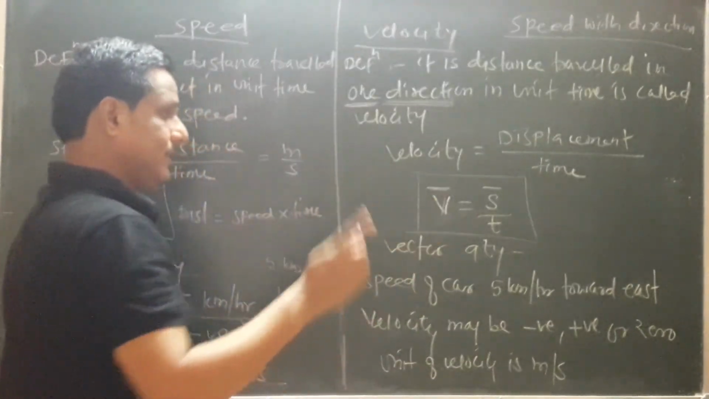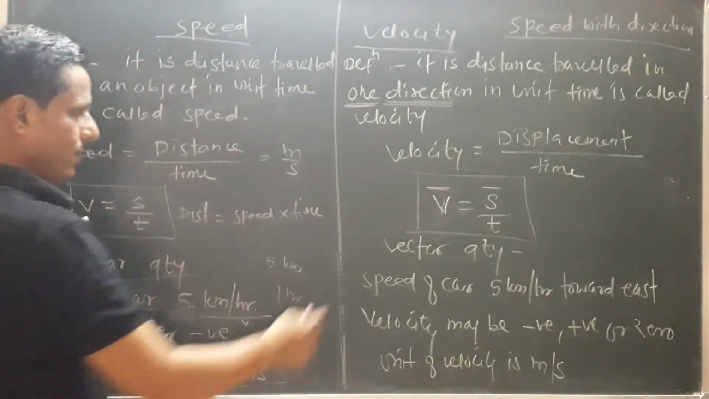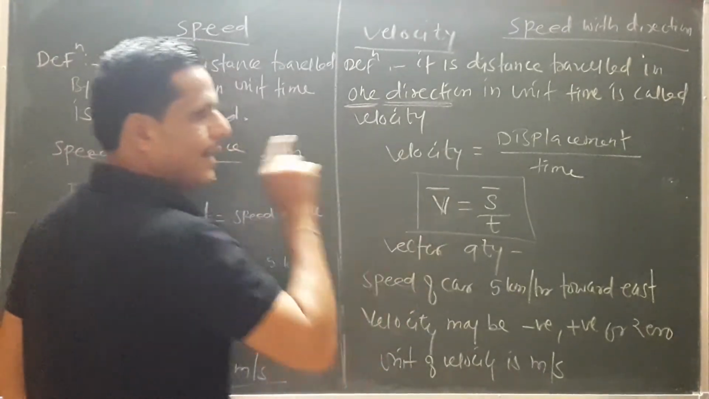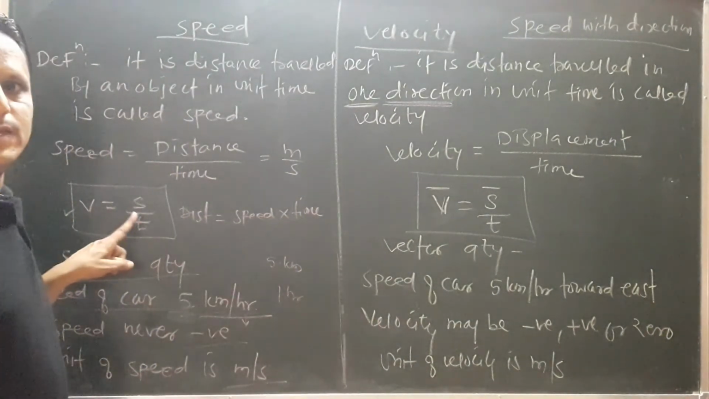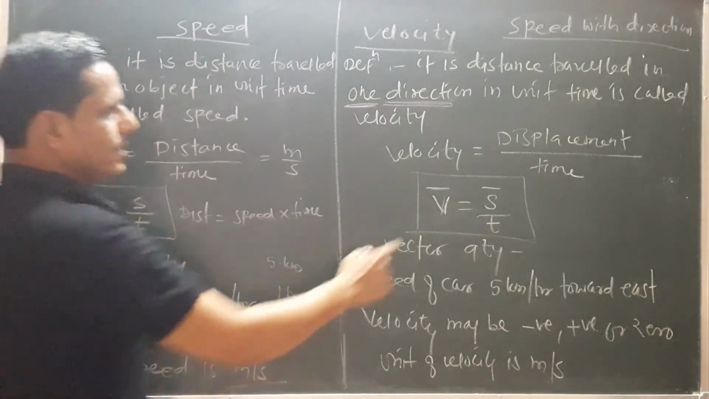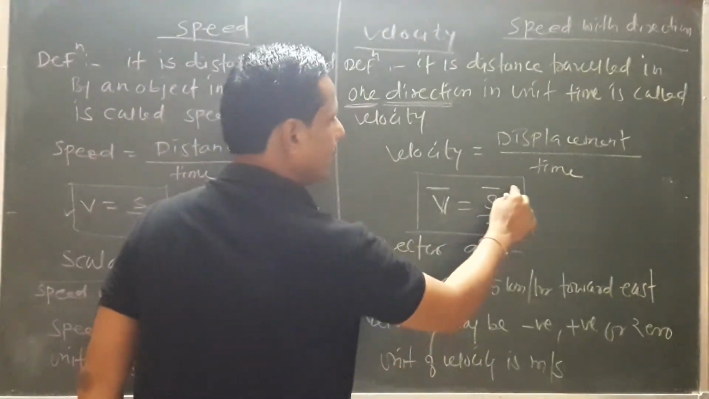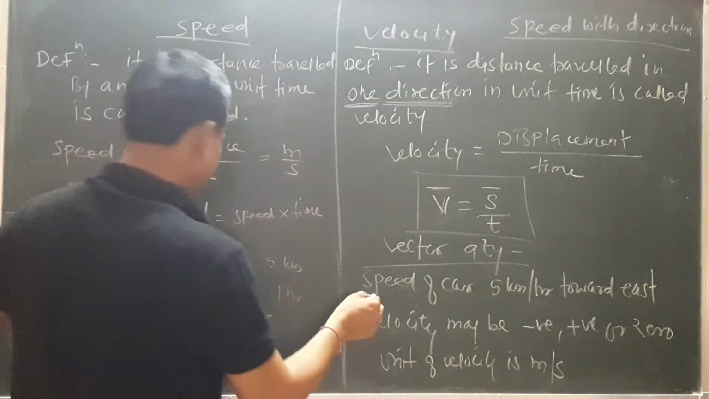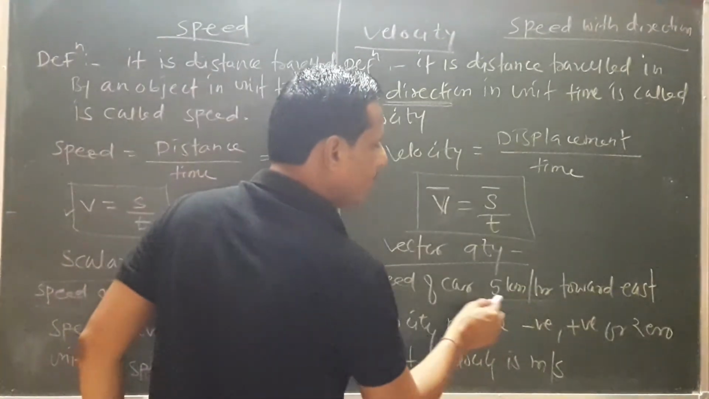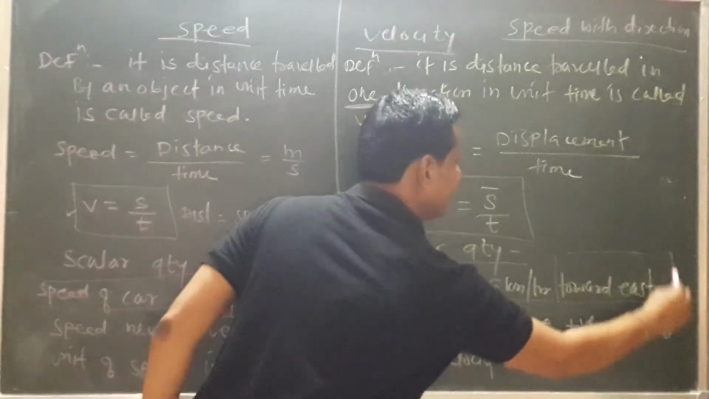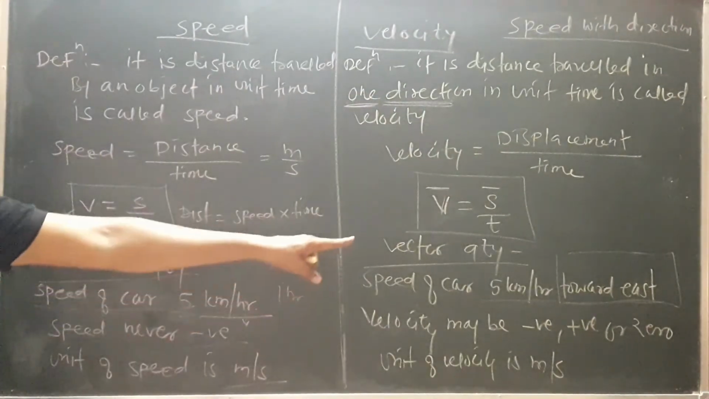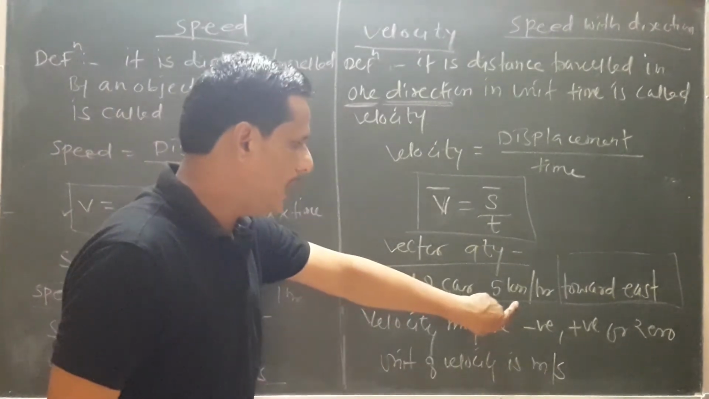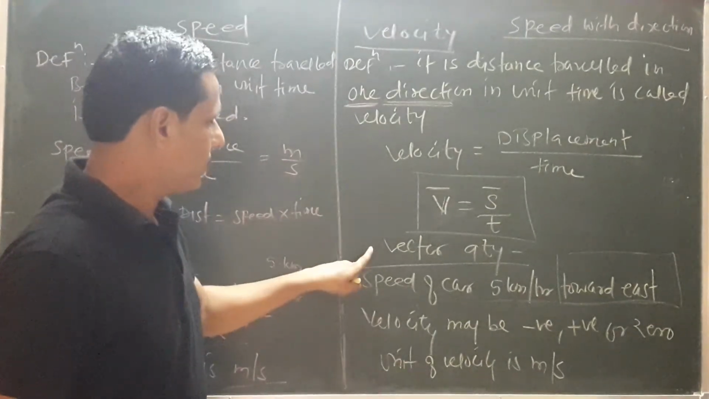Speed is also denoted v and velocity is also denoted v, but for differentiating I use a bar, which indicates the vector quantity. Here speed is a scalar quantity, and displacement is a vector quantity. Again v bar = s bar upon t. As already mentioned, it is a vector quantity. Here the same thing: the speed of the car is 5 km per hour toward the east. Whenever I mention the direction along with the magnitude, along with the value, that is nothing but a vector. So velocity is a vector quantity.